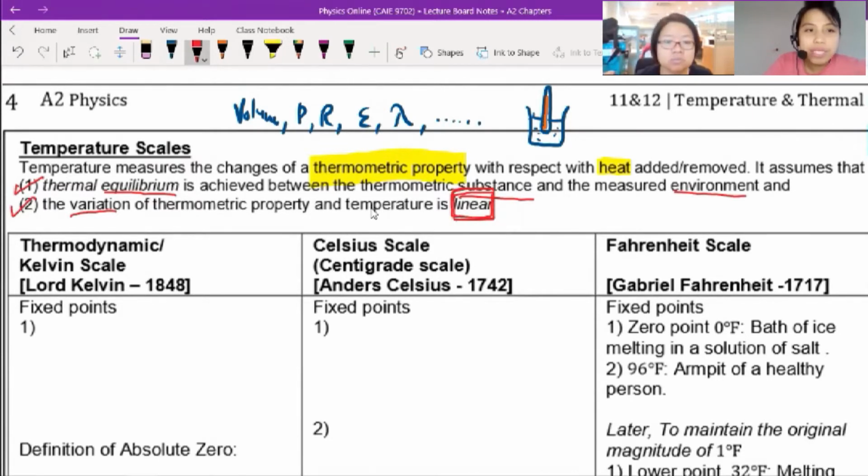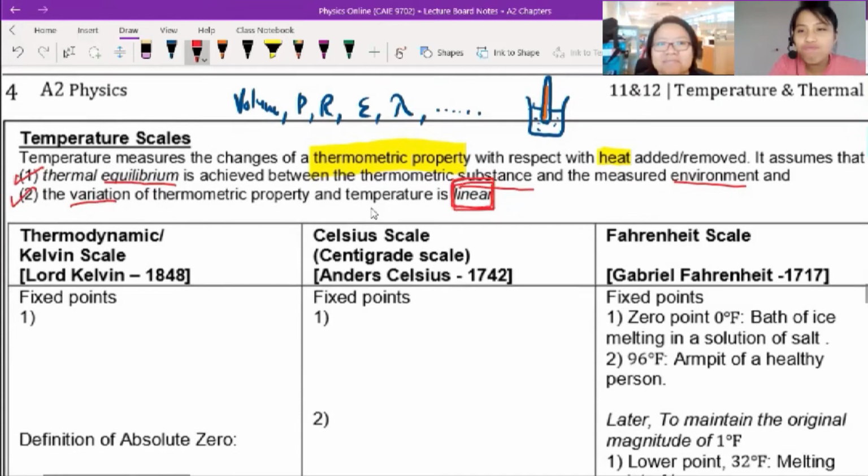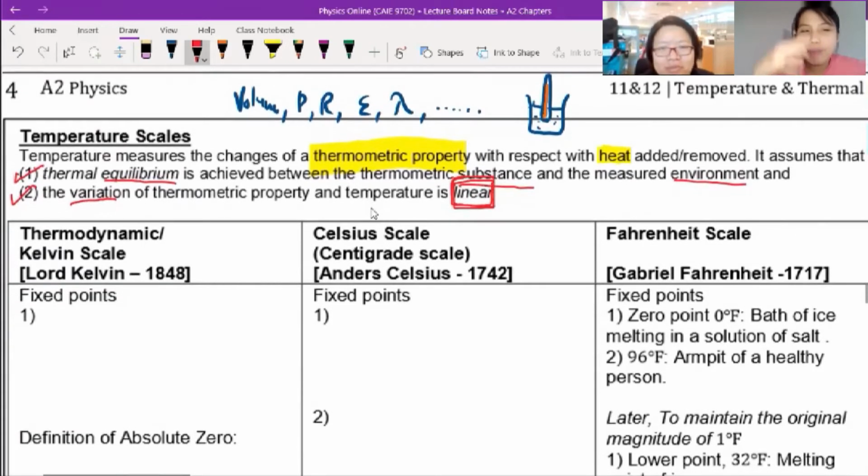All right. Miss, I have a question. Yes. You said linear, volume, pressure, resistance, all those we looked at, were those linear? Do you remember? They were not. So keep that in mind. They will go through a calibration process. Later, when we do past year questions, you will see how it's being done.